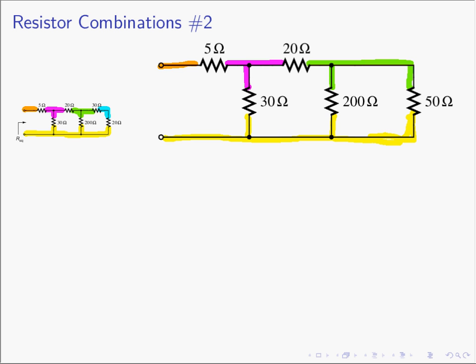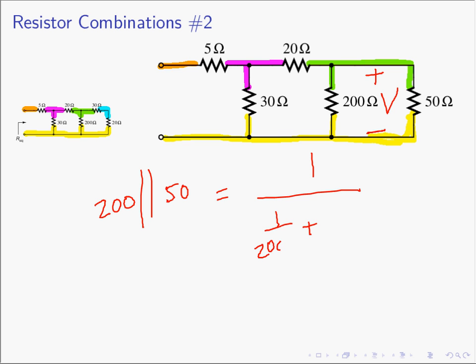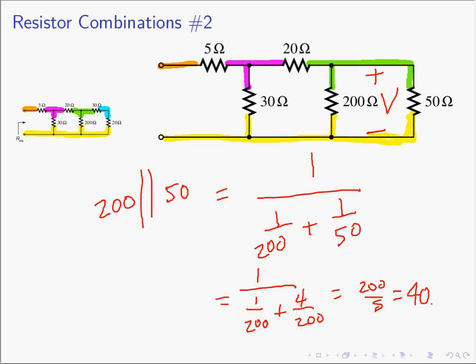So now we look at these combinations, and then we see, just looking around, that the 200 ohm resistor and the 50 ohm resistor have green and yellow on both sides, which means there's a voltage green to yellow which exists across both of them, which means we have 200 is in parallel with 50. And again, it's the reciprocal of the sum of the reciprocals. And when you do this, you get 1 over, and that'll be 1 over 200, and this is 4 over 200, and that's going to be 200 over 5, and that'd be 40 ohms. And so we see that the 50-200 combination will be 40 ohms.